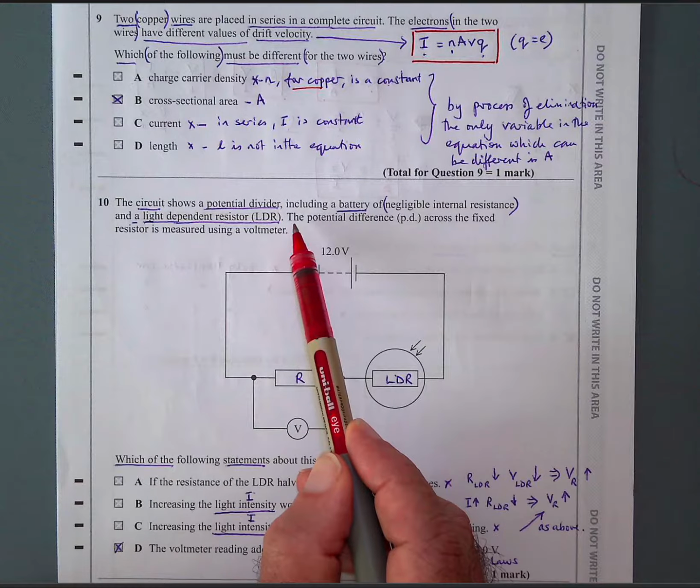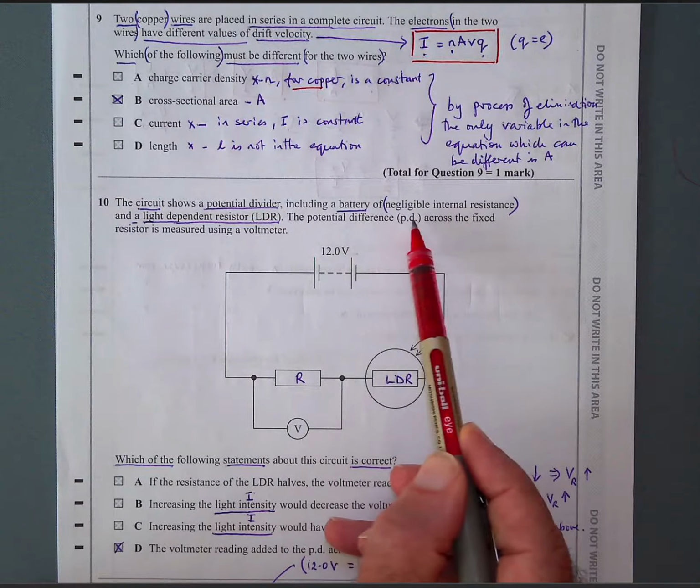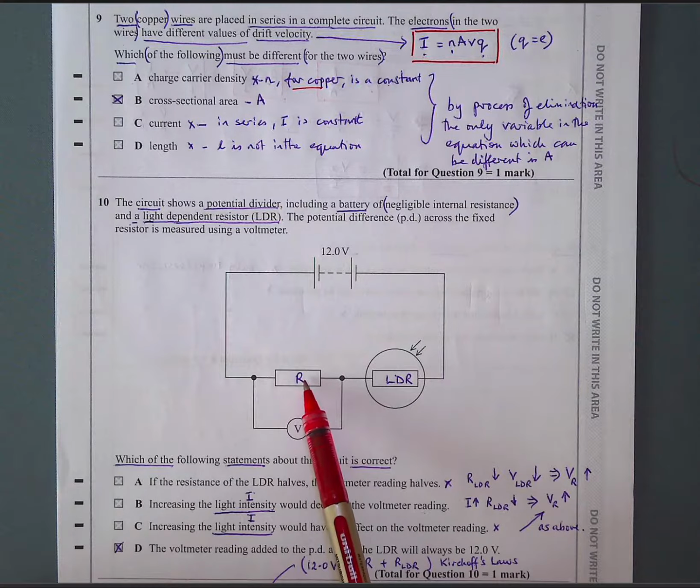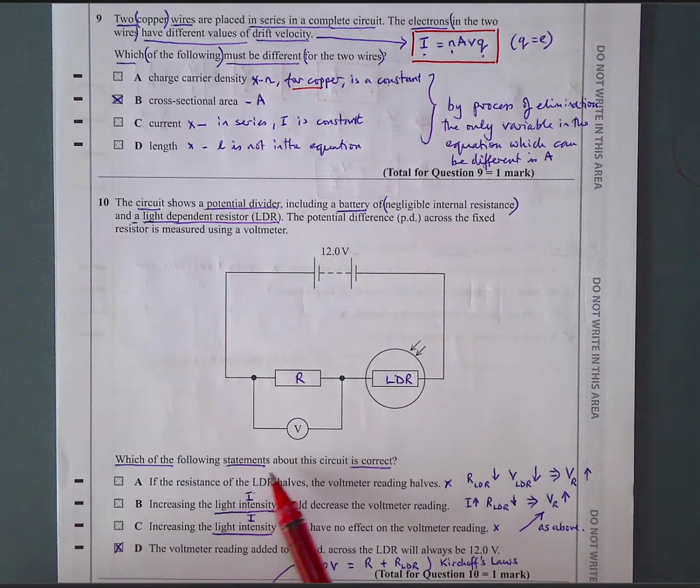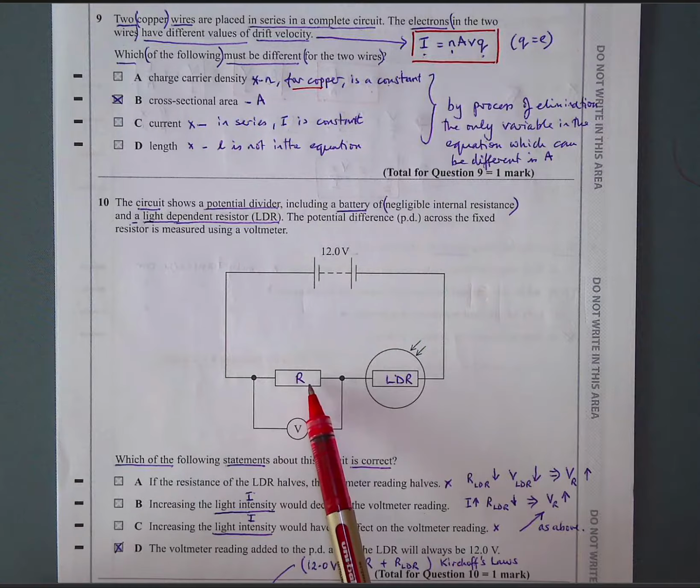So it's showing you what's in the circuit. The potential difference across the fixed resistor, R, I've called it, is measured using a voltmeter. Which of the following statements is correct about this circuit? If the resistance of the LDR halves, the voltmeter reading halves. No, because if the resistance of the LDR goes down, it will get a lower share of the voltage.